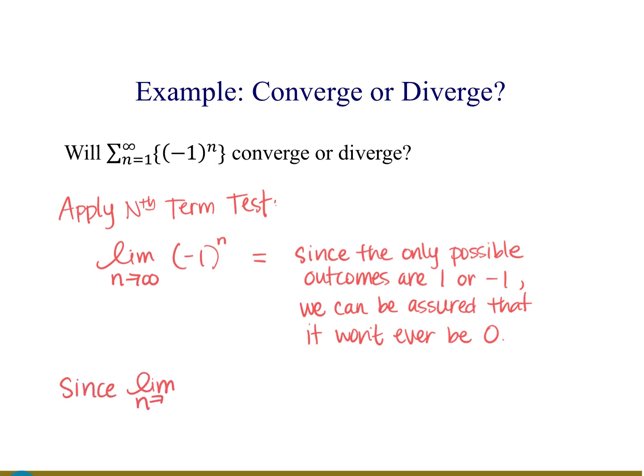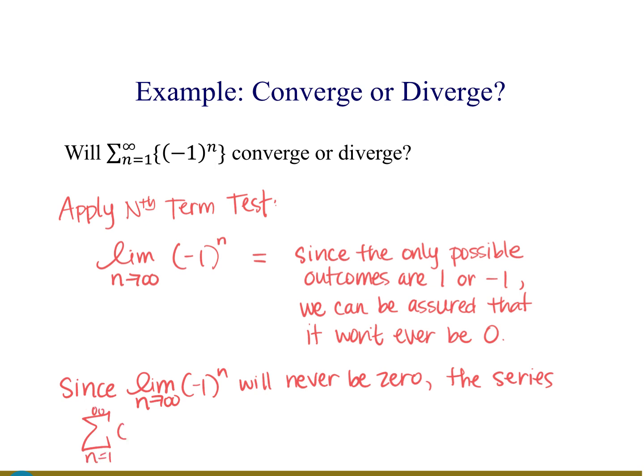Since the limit of (-1)^n as n approaches infinity will never be 0, the series must diverge. That is your conclusion. So again, I just can't emphasize that enough. If you're only trying to prove what it's not, you're not trying to prove what it is. Okay, only what it's not, not what it is.